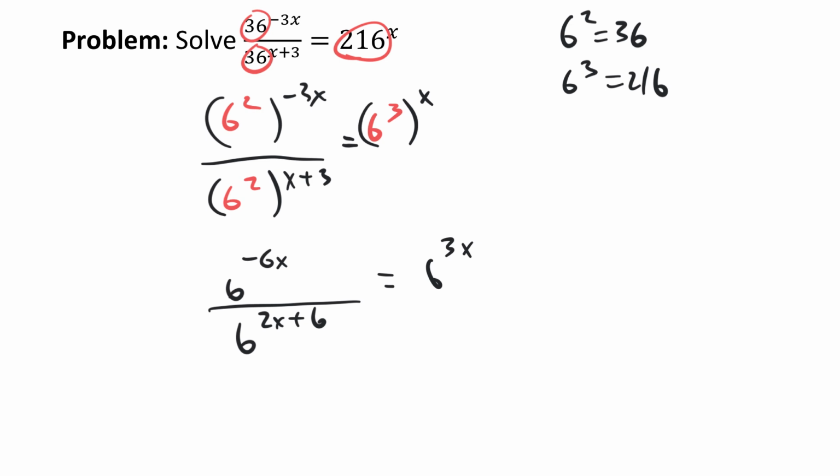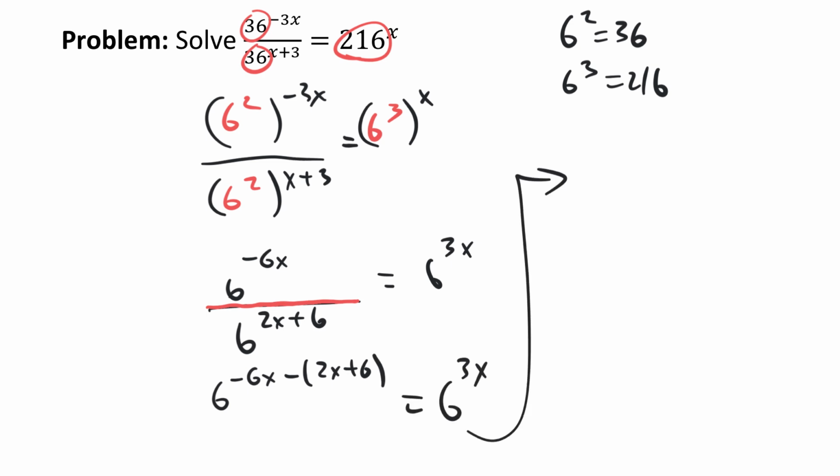So let's go ahead and use our exponent rules. Because we are dividing, right, this division right here means we're going to subtract. So 6 to the negative 6x minus 2x plus 6 equals 6 to the 3x. So now we can drop the base.